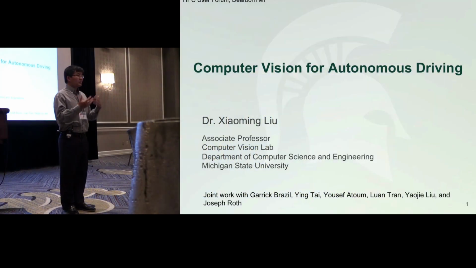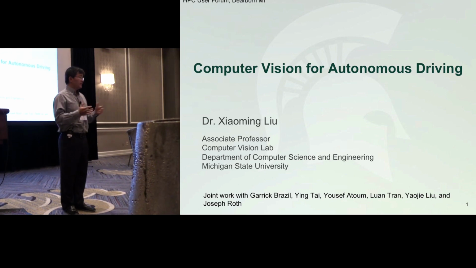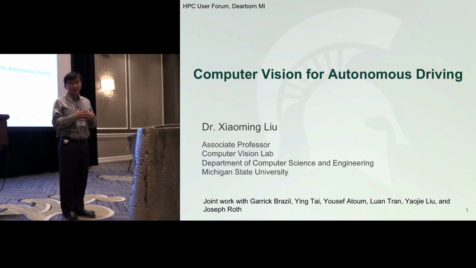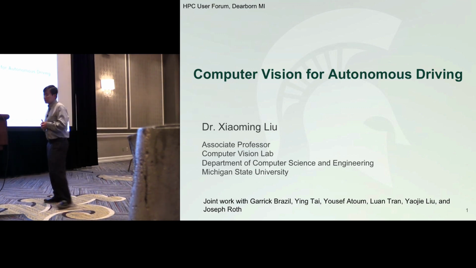Well, the connection with HPC is that we are a user of high-performance computing systems, and nowadays, in the research of computer science, almost everyone is using GPUs. So every student in our department usually has access to 4 to 5 GPUs in their research. Okay, so in particular, I'm going to talk about computer vision for autonomous driving.